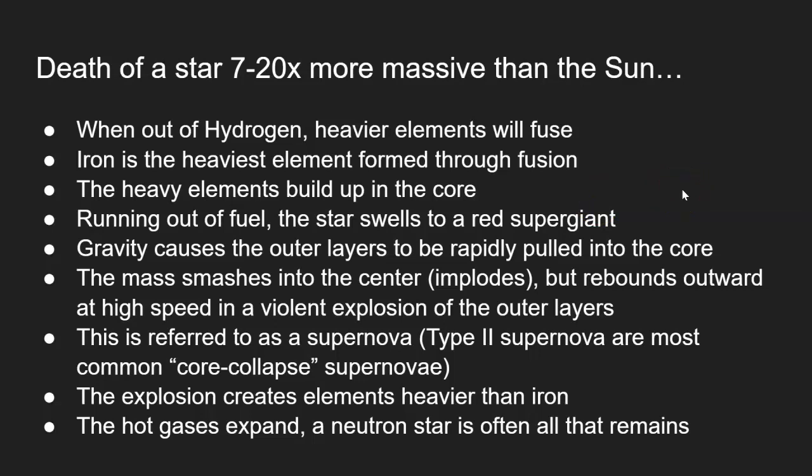Now, if you get something that's bigger than the sun, so quite a bit more massive, and these numbers are subjective a little bit, 7 to 20 is an approximation. So 7 to 20 times more massive than the sun. When it runs out of hydrogen, it will start to fuse heavier elements. Iron is the heaviest element that can be formed through fusion. You can't form any of the heavier elements through fusion. The heavy elements up through iron will build up in the core. Running out of fuel, it will swell into a super red giant, so much larger than what the sun would turn into.